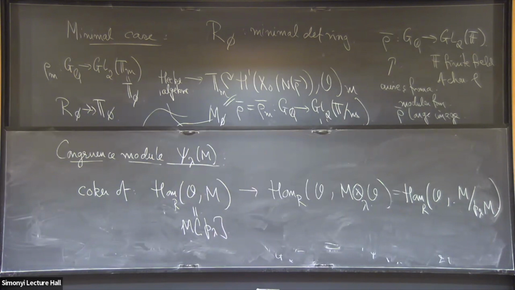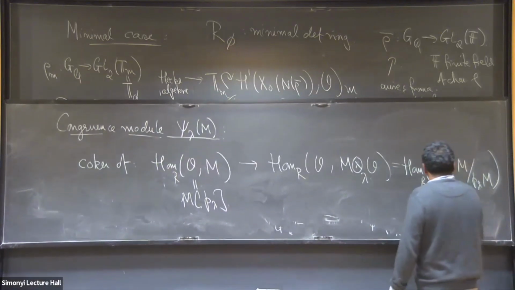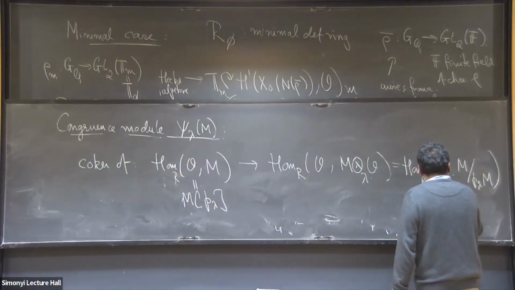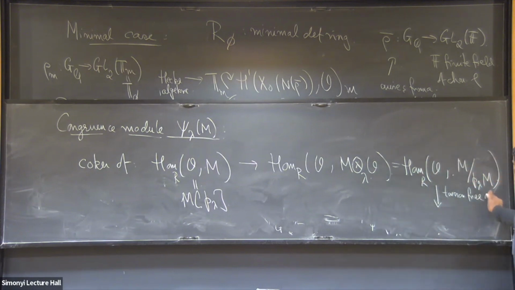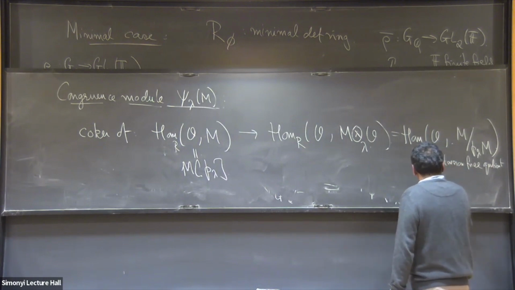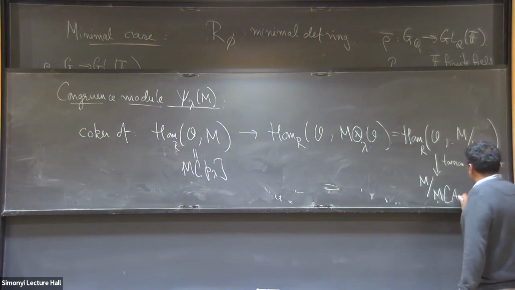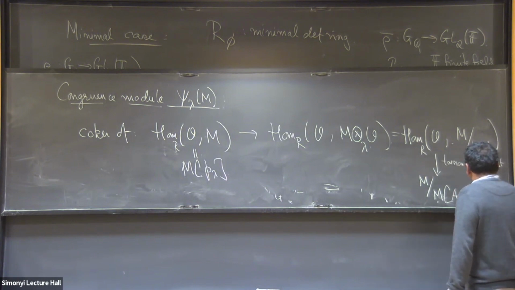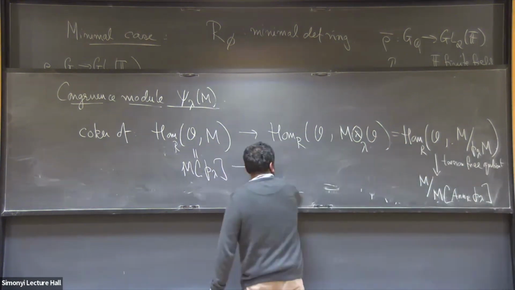But this turns out to be not the right object, right? So this might have torsion, so you pass to the torsion-free quotient of this, the free part of this. And what is this torsion-free quotient? It turns out to be M modulo M tilde, by the annihilator of P lambda in the ring R. So this entire congruence module is just the co-kernel of this map from here to here.